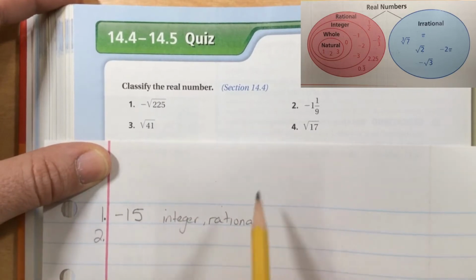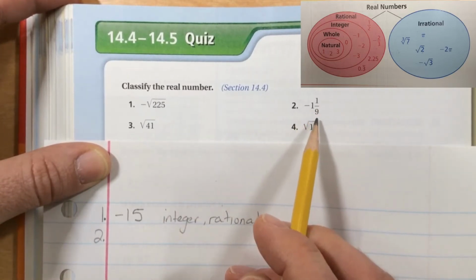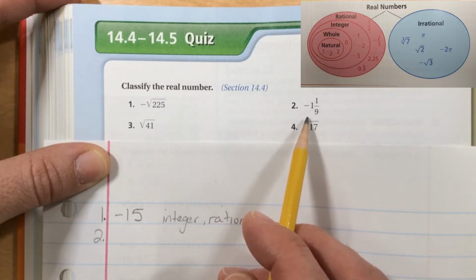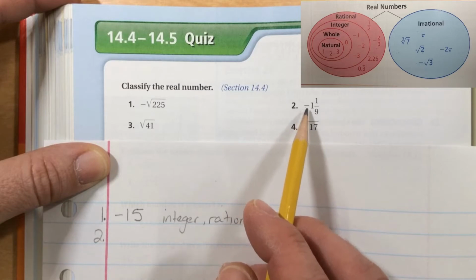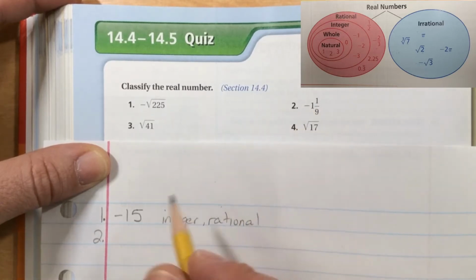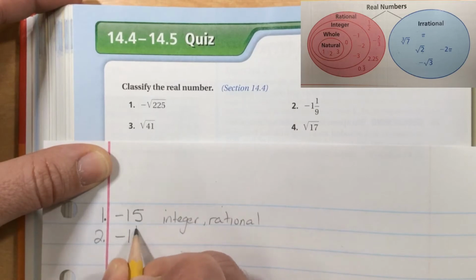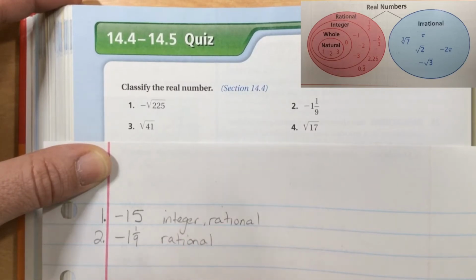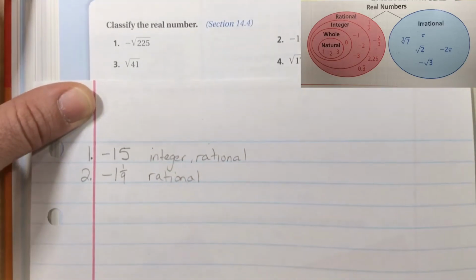Number 2, negative 1 1/9. So this is not a whole number. It's not a natural number. It's not an integer, even though it has the negative, because it's got this fractional or decimal part of it. So negative 1 1/9 is just rational. It is rational because it can be written as a fraction.